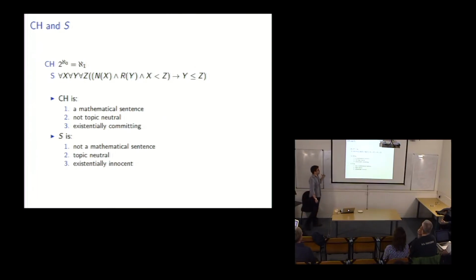It looks pretty topic neutral. All of the expressions in it pass the isomorphism invariance test. That was our test for topic neutrality. And it looks existentially innocent. Unlike the continuum hypothesis, there's no existential claim going on there. The overall shape is just a conditional with some leading qualifiers.